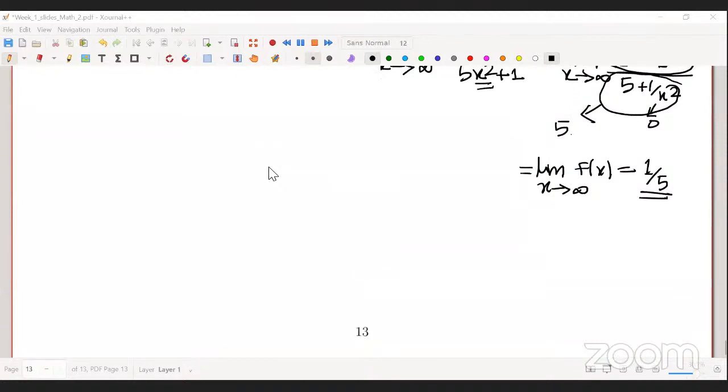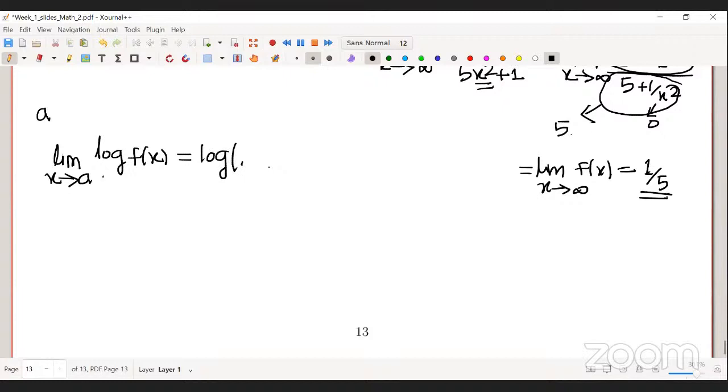So basically, what you need to use. Suppose you have this thing f of x, and you want to compute. Suppose a is some number. Then actually you can take the limit inside. So this is basically log of. So yeah, you know this property.